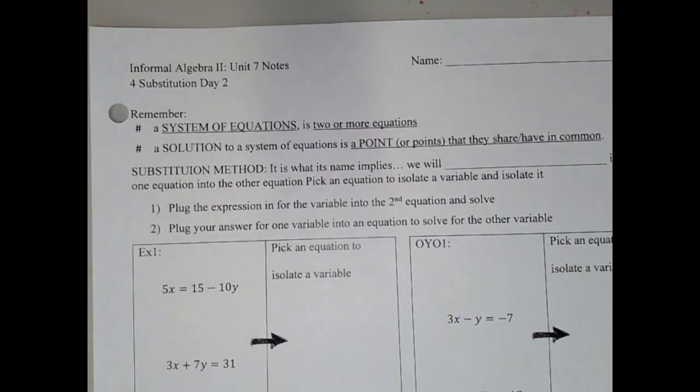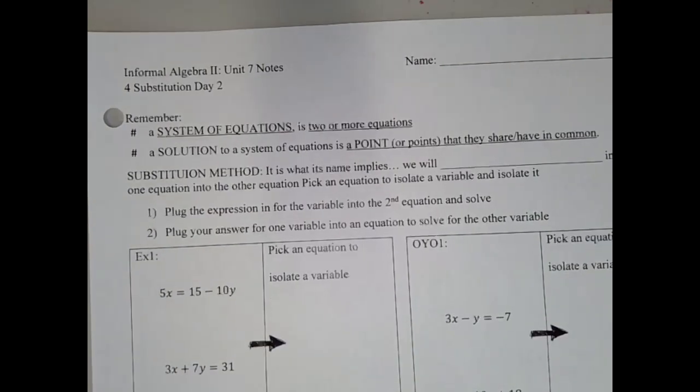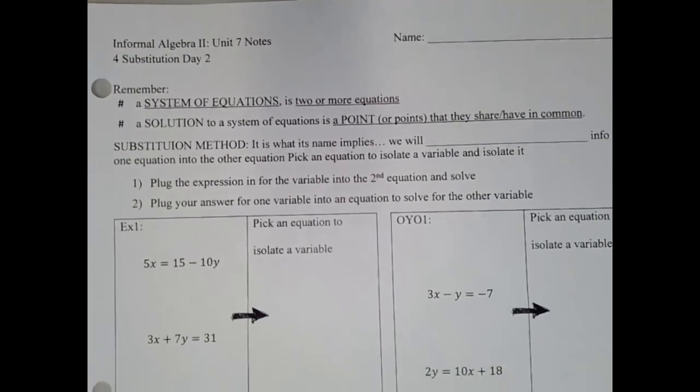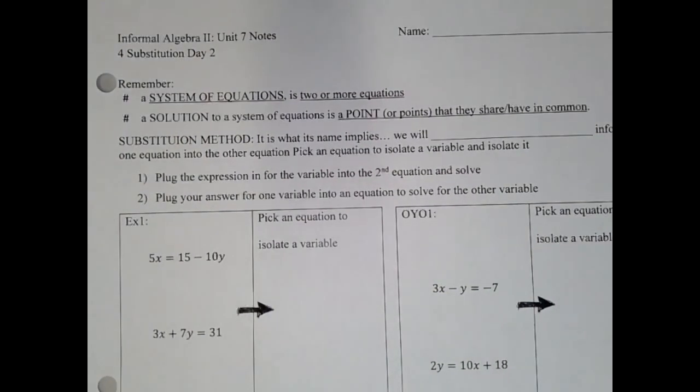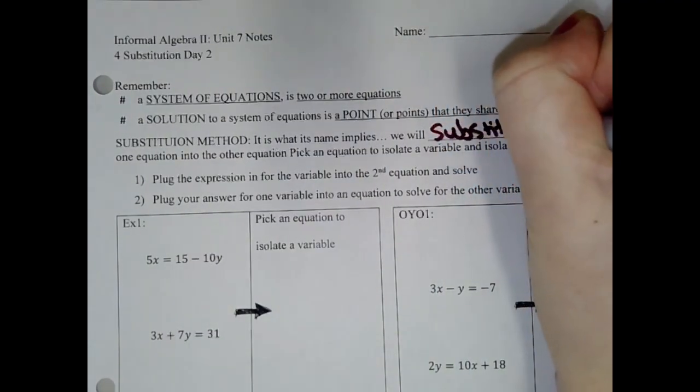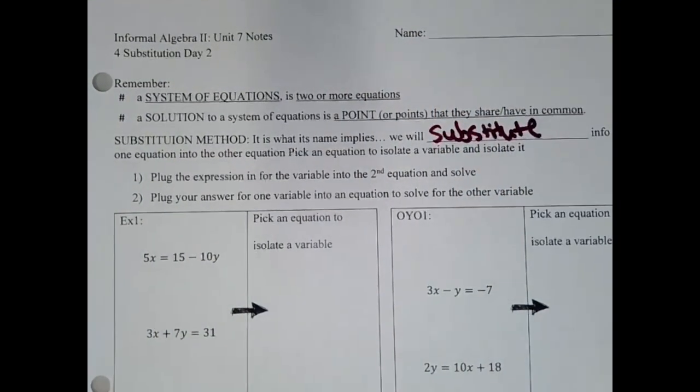Substitution method. As a reminder, a system of equations is two or more equations, and a solution to a system of equations is a point or points that they have in common or that they share. For substitution method, it is what its name implies. We will substitute information from one equation into the other equation. Pick an equation to isolate a variable, and isolate it is going to be your first step.